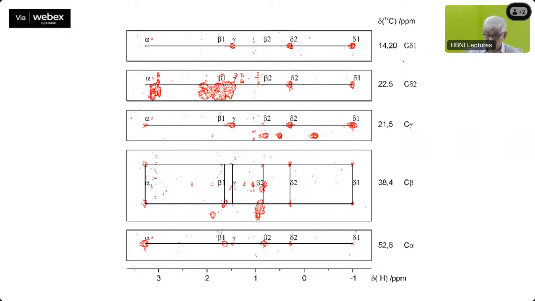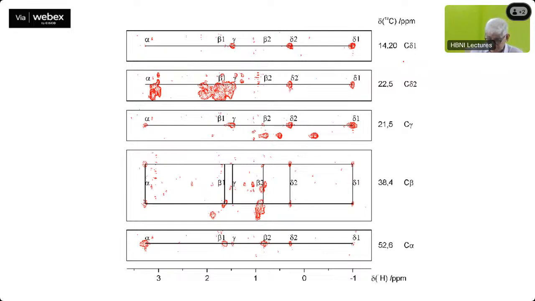Okay, so from the alpha proton, this is the alpha proton there. From the alpha proton, you go to the beta proton, to the beta, the gamma, beta 2, delta 2, and delta 1. Okay. So this is at a particular C alpha chemical shift of 52.6 ppm. And so therefore you have a complete relay of a particular residue.